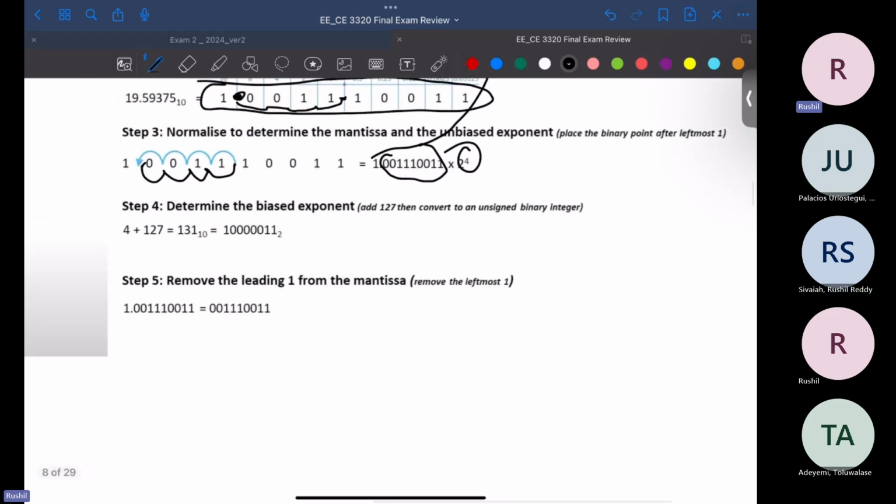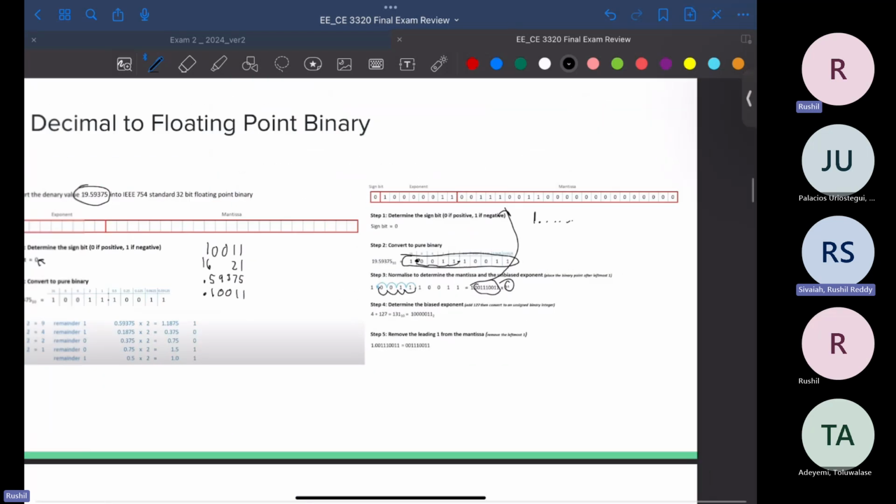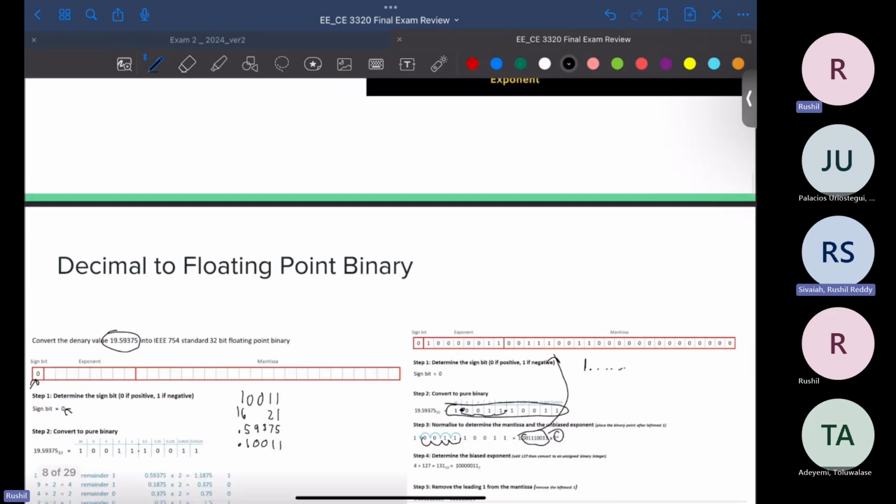So the Mantissa is just with the remaining numbers? Yeah, basically. It's like the 32 bits. Yeah. Or is it 16? I'm sorry, is it 16 or 32? It's 23. Yeah, it's 23, 8, and 1.